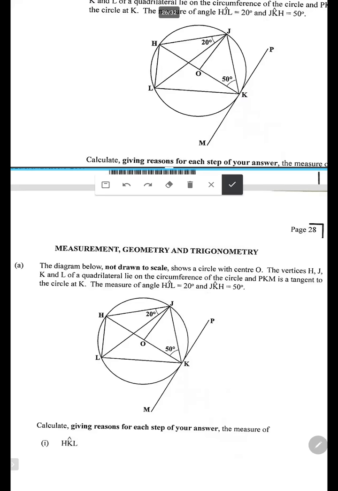The cyclic quadrilateral rule says opposite angles in a cyclic quadrilateral are supplementary. So if you have a quadrilateral where the opposite angles add up to 180 degrees, then it is a cyclic quadrilateral. Also, if you have a quadrilateral in a circle with the 4 vertices on the circumference of the circle, then that quadrilateral is a cyclic quadrilateral and the opposite angles are supplementary.